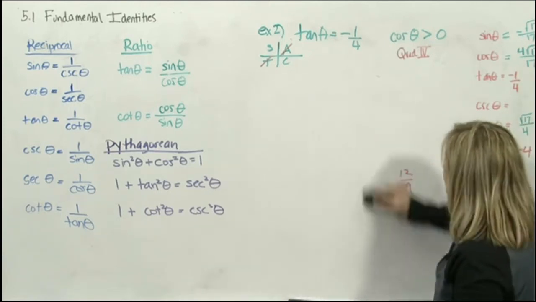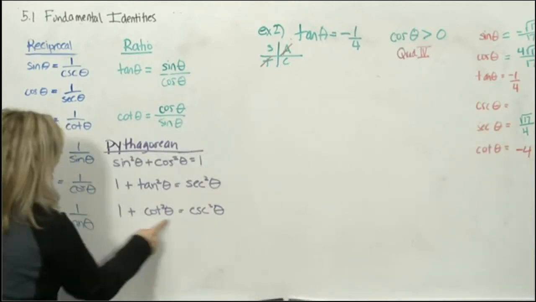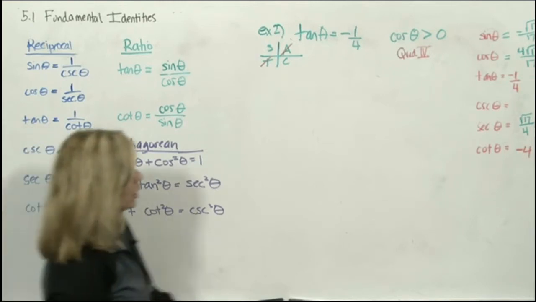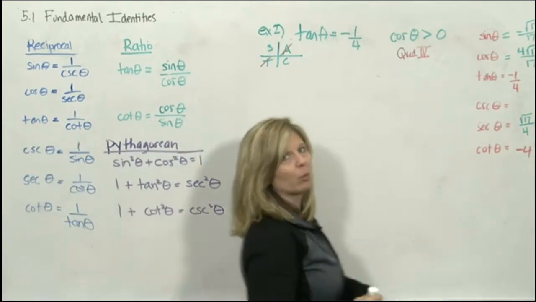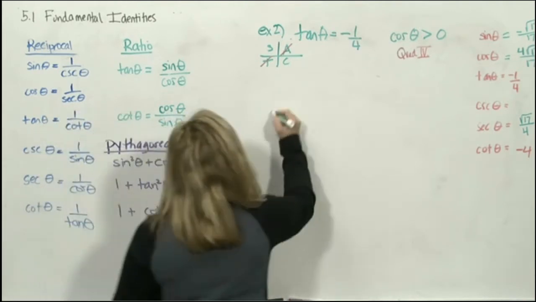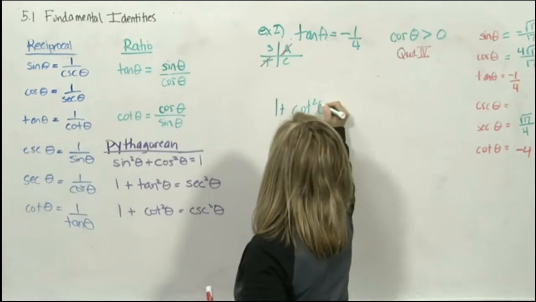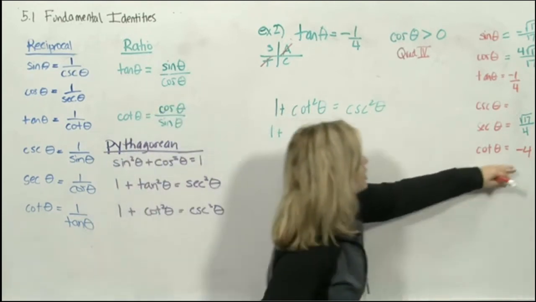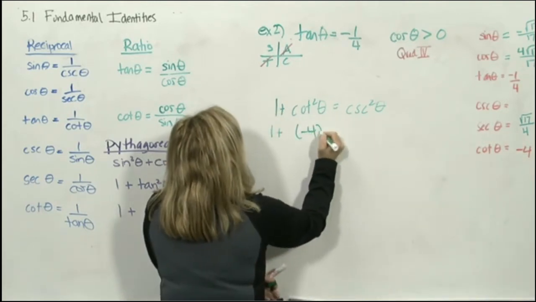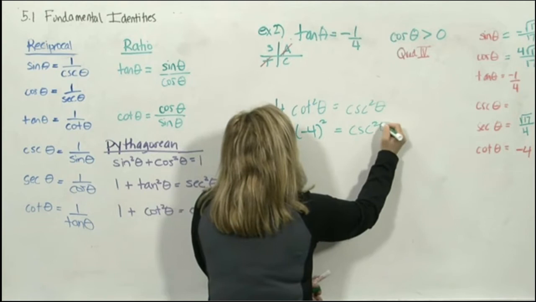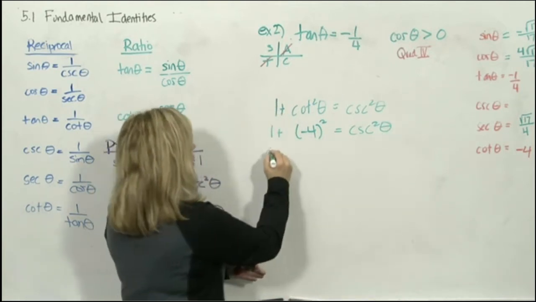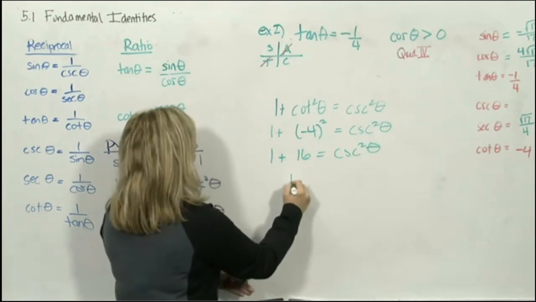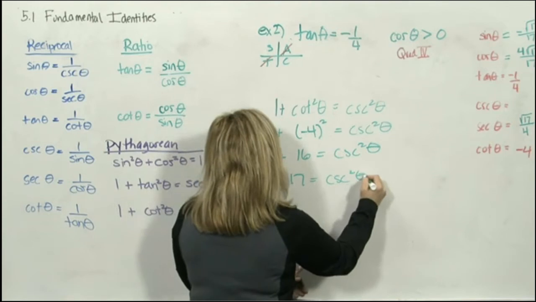Well, there's several ways. You can get cosecant by doing Pythagorean. 1 plus cotangent squared equals cosecant squared, which wouldn't be a lot of work because cotangent is a whole number. So that would work nice. So I'm going to use that. Pythagorean: 1 plus cotangent squared theta equals cosecant squared theta. 1 plus cotangent, which you found out was -4, squared equals cosecant squared. We're going to do our arithmetic. 1 plus 16 equals cosecant squared. We're going to add: 17 equals cosecant squared.